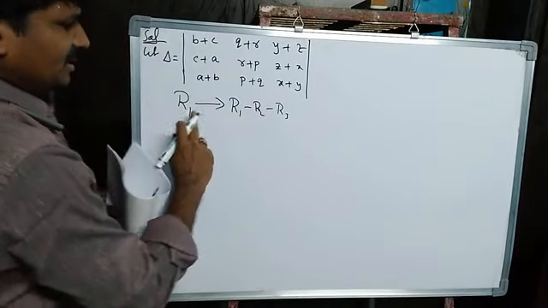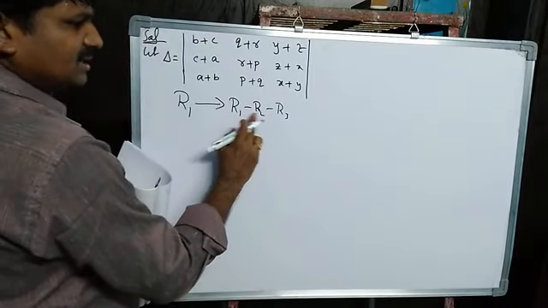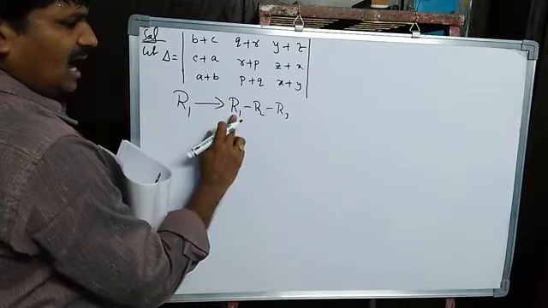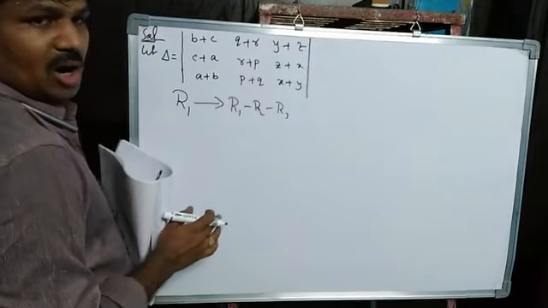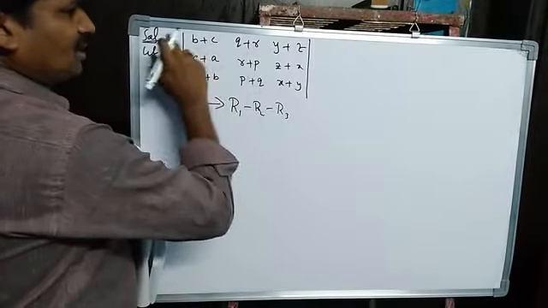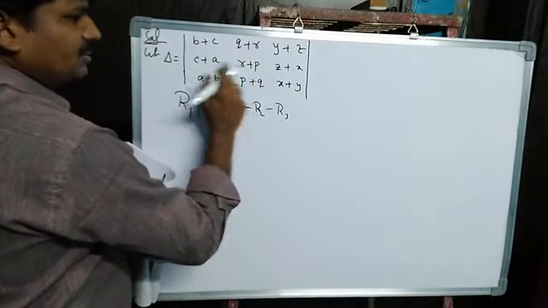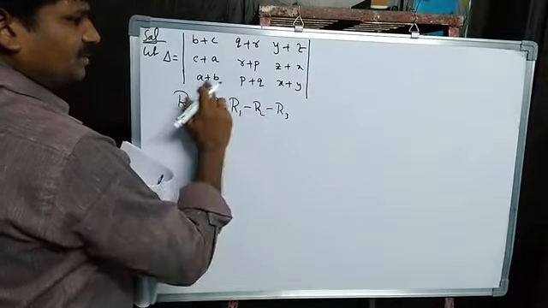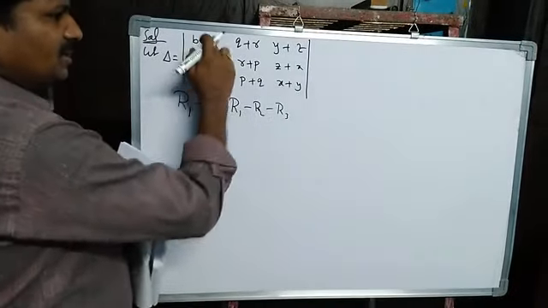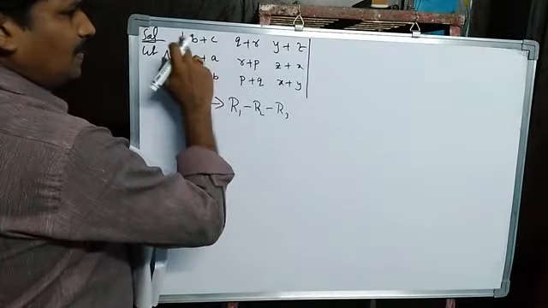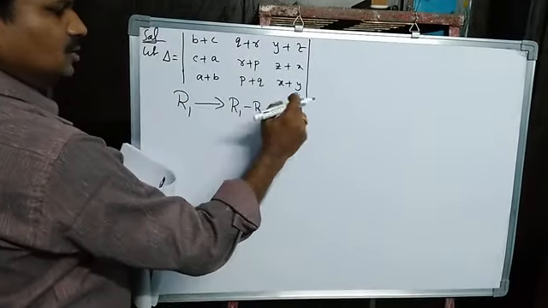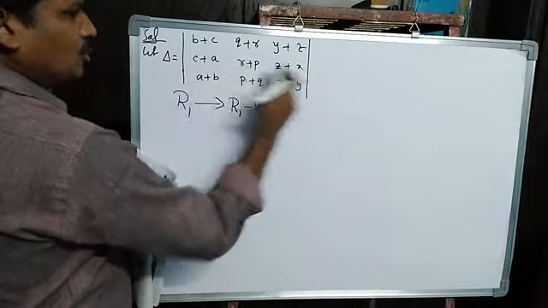In the place of R1, I am writing R1 minus R2 minus R3. It means R1 is the first row with its first, second and third elements, R2 the second row and R3 the third row. So R1 minus R2 minus R3 means you have to subtract element-wise: first row minus second row minus third row.